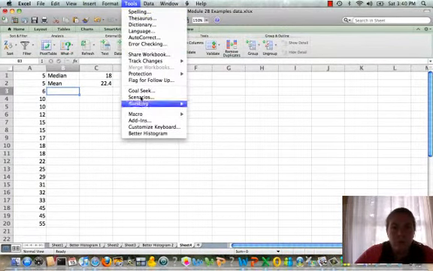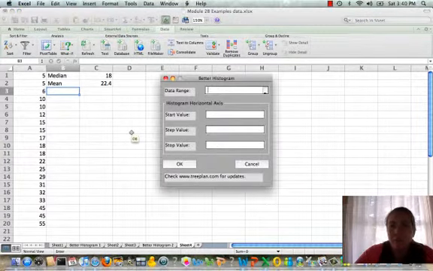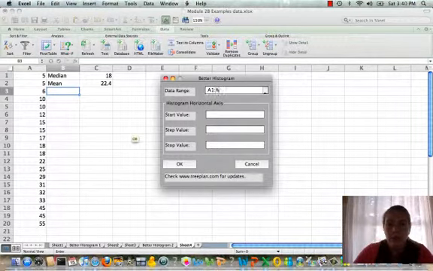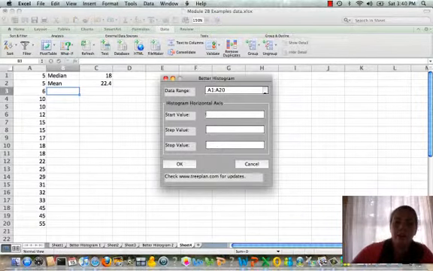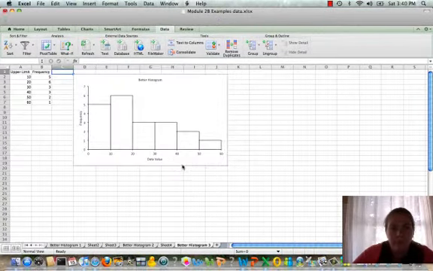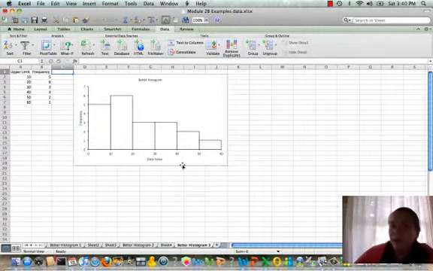So I'm going to go Tools, Better Histogram, because I'm on a Mac. Remember, if you're on a PC, you're going to go to the Data Analysis tab and choose Histogram. So we want to start at 0, count by tens, and stop at 60. And here's our histogram, and it looks like our histogram has a peak between 10 and 20 minutes, and then it's got a tail to the right.